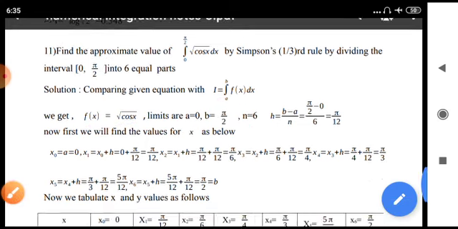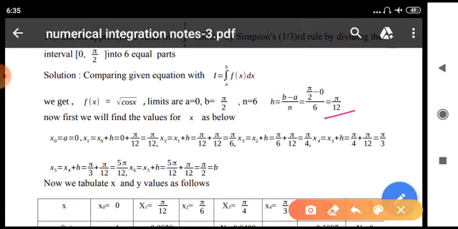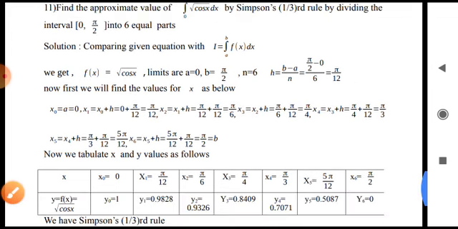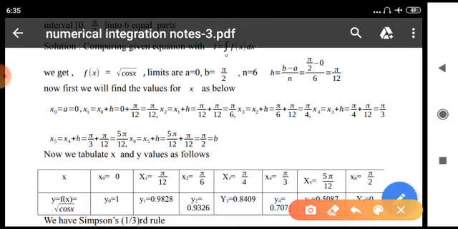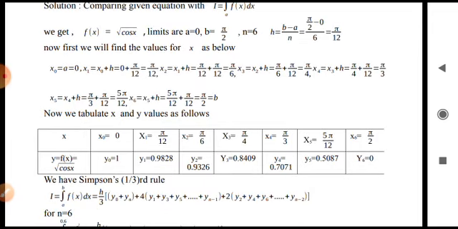Now we will find the values of x with this h: x0 as 0, x1 as pi by 12, not pi by 2. x2 as x1 plus h, which is pi by 12 plus pi by 12, 2 pi by 12, which is pi by 6, x3 as pi by 4, x4 as pi by 3, x5 as 5 pi by 12, x6 as pi by 2, which is the upper limit. Now we tabulate x and y as follows.